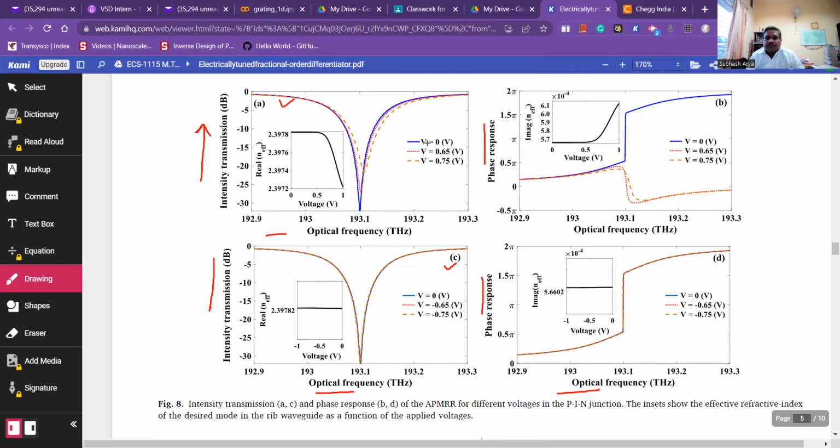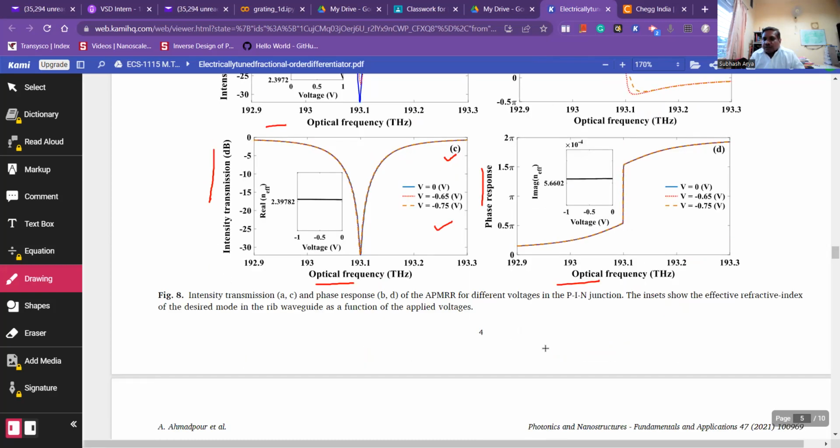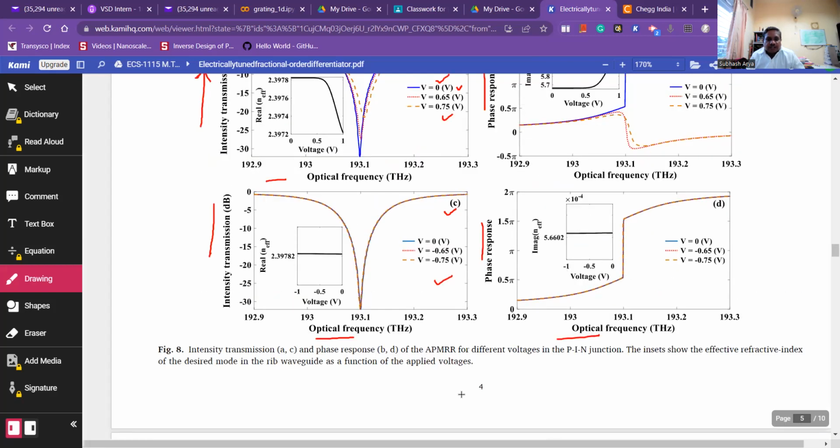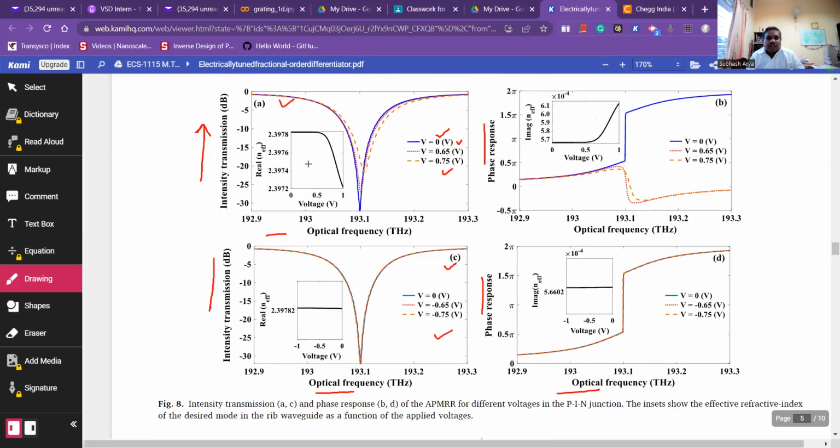So here different voltages: voltage equal to 0, 0.65, 0.75, these are three voltages, and these are the plus voltages here. The second one, 0 volt, again, that V is equal to minus 0.65, the third one is minus 0.75 voltage, and the structure is PIN. The inset shows the effective refractive index of the desired mode in the region, as a function of applied voltage. So this is the inset.